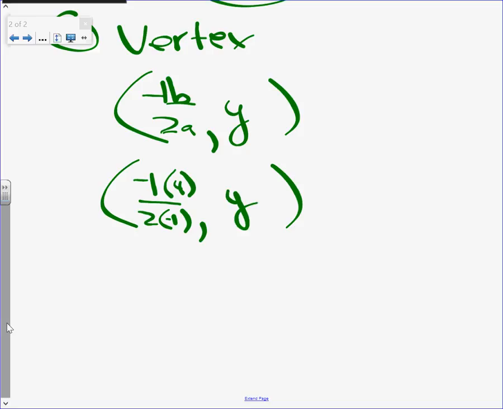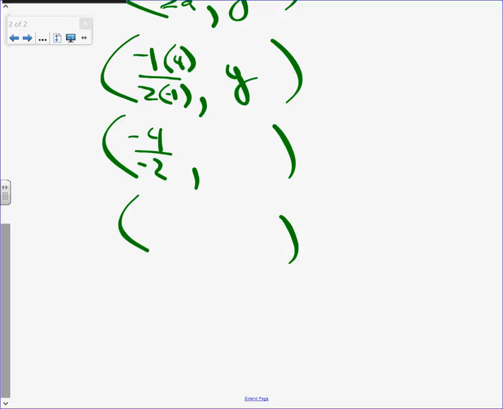Let's keep going. -1 times 4 is -4, over -2. We're rocking and rolling. What is it? Positive 2? Yeah, negative divided by negative is positive.